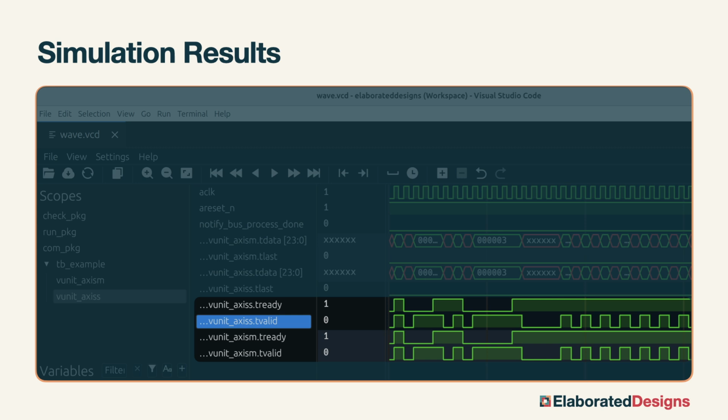Zooming in at the start of the simulation, we can see that the valid and ready signals of the AXI-Stream bus are toggled by the verification components. For this, they use the parameters we set when we declared the constants for the AXI-Stream master and slave interfaces.